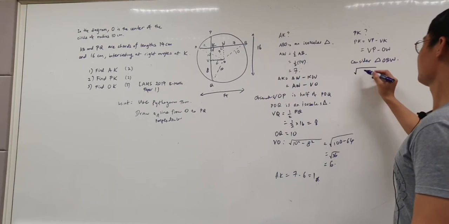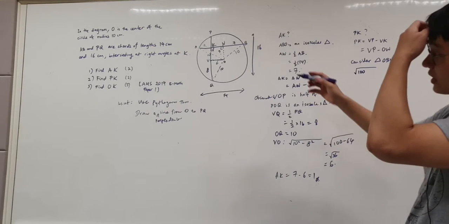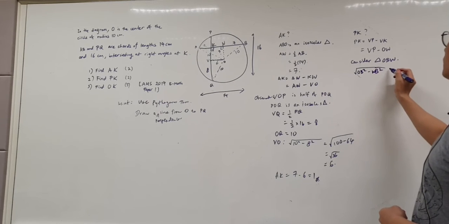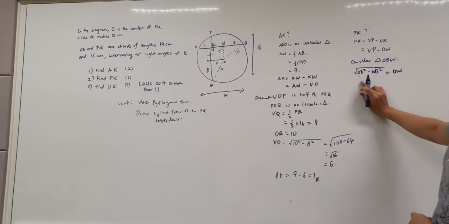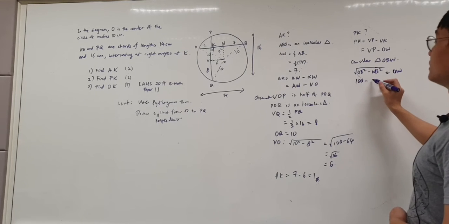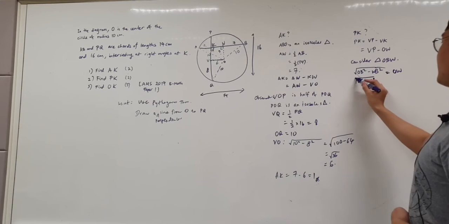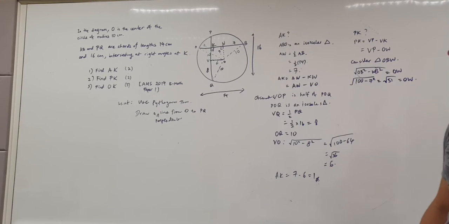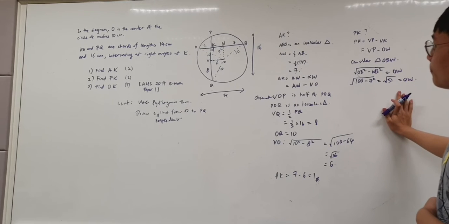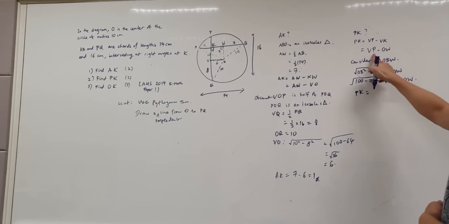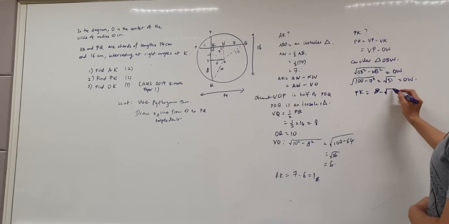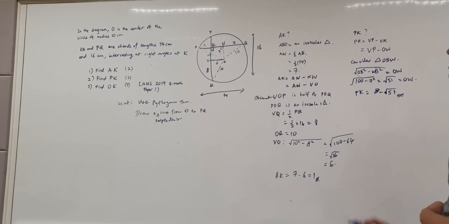Now we can apply the Pythagoras theorem. So this is the square root of OB squared minus WB squared, which equals OW. OB squared is 100, WB squared is 7 squared, which is 49, so it equals the square root of 51, because of OW. So OW is square root 51. Now what is PK? PK is equal to VP minus OW, and VP is 8, minus OW, square root 51, and this is the answer, PK.